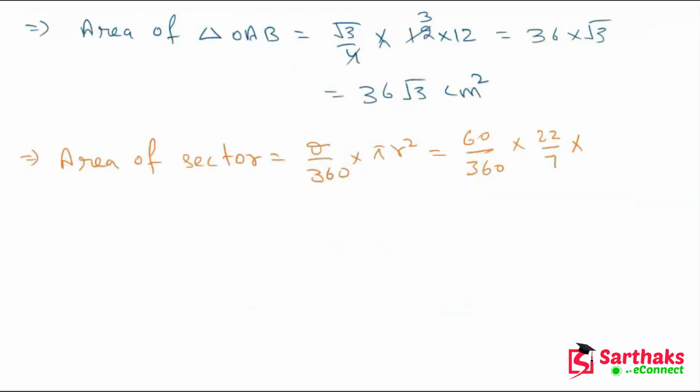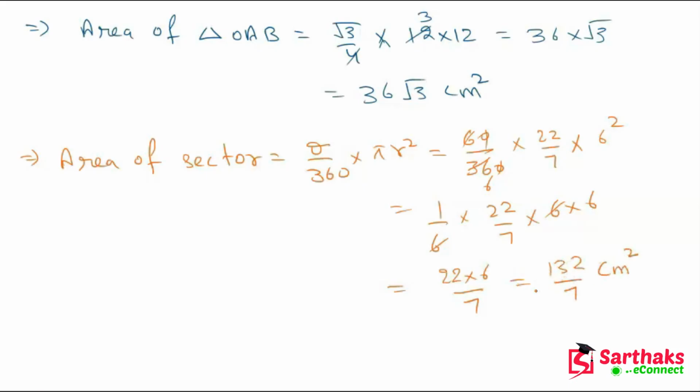So we can write it here 6 square. So this will become 1 upon 6. So 1 upon 6 into 22 upon 7 into 6 into 6. And 6 and 6 will be cancelled. So we get 22 into 6 upon 7. If we solve it, we get 132 upon 7 centimeter square.